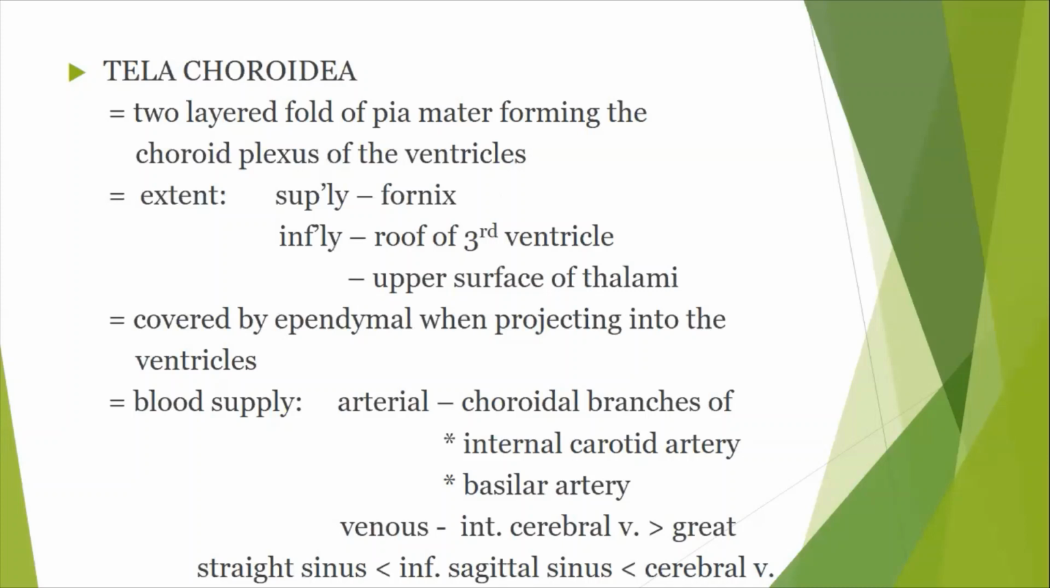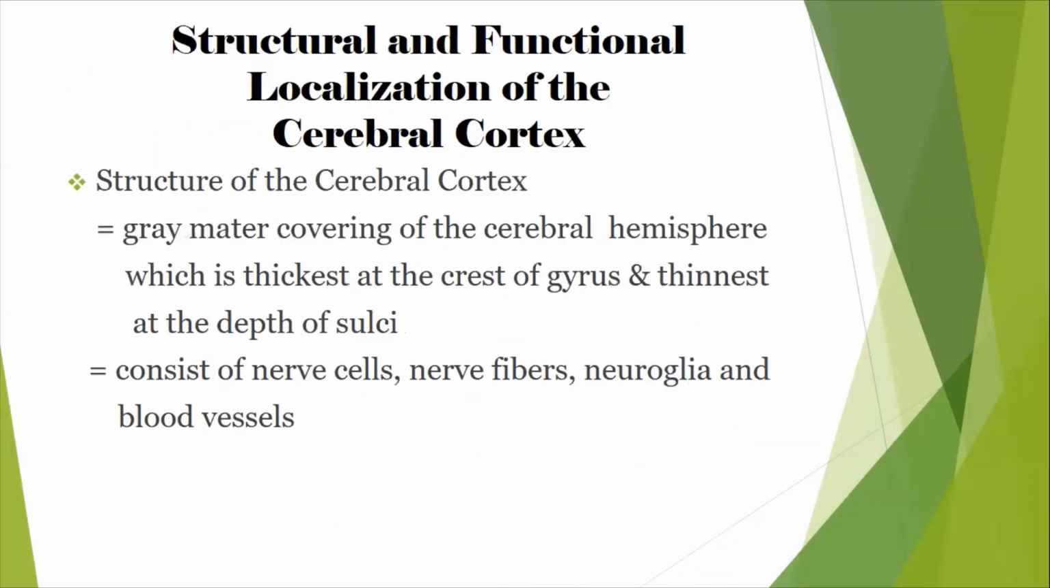Your tela choroidea has an arterial supply coming from the choroidal branches of your internal carotid artery and your basilar artery, while its drainage will be from the internal cerebral vein. It will drain into the great cerebral vein to the inferior sagittal sinus and finally to the straight sinus.